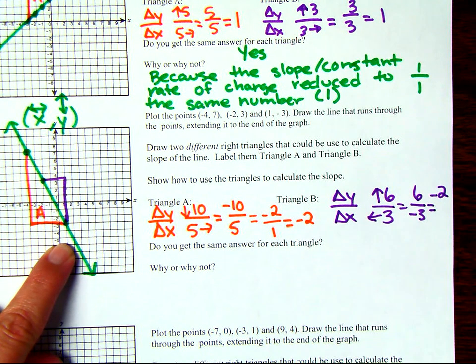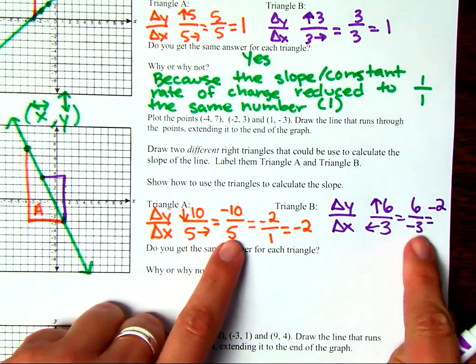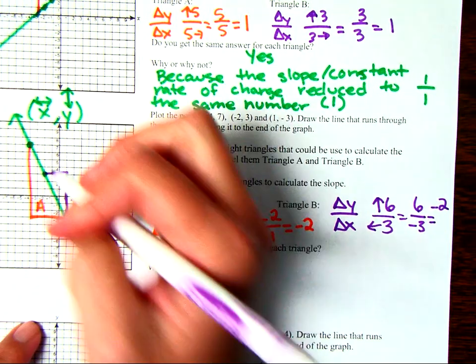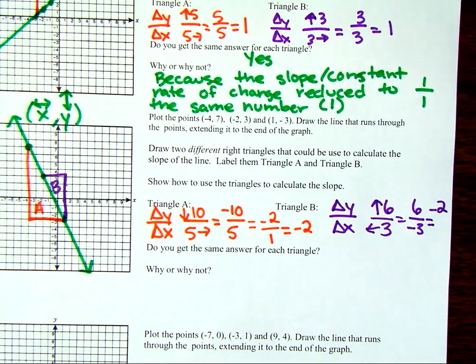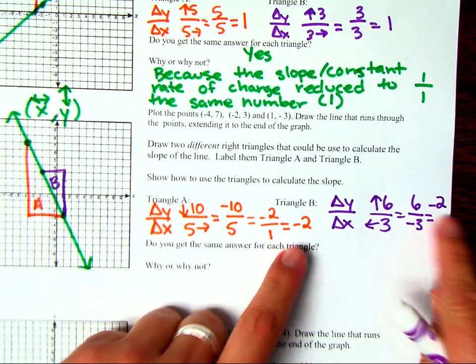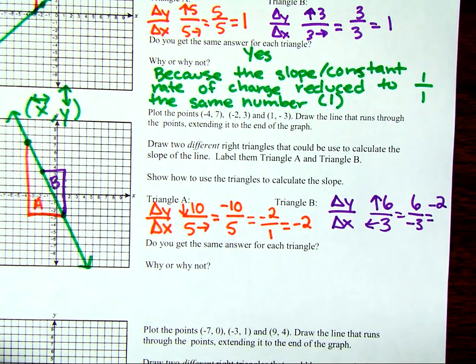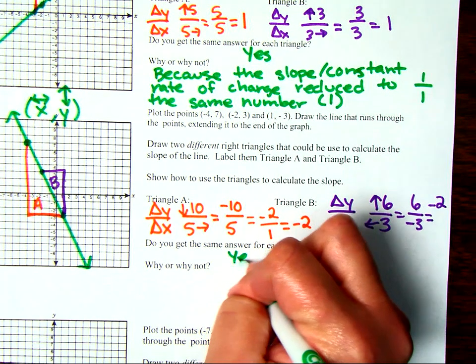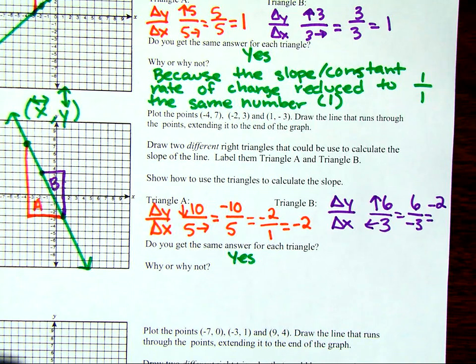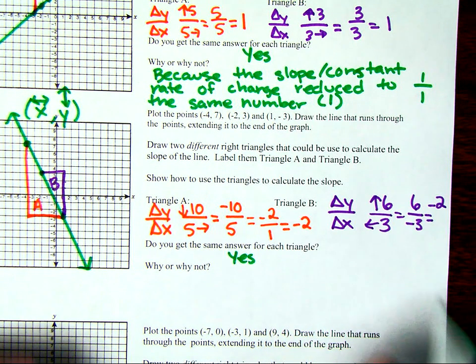So even though they start off looking differently, forgot to label this triangle B, you can see that they reduce down to the same thing. So, do you get the same answer? Yes. We got the slope as -2. So we're going to say yes. We can even say when it was reduced.